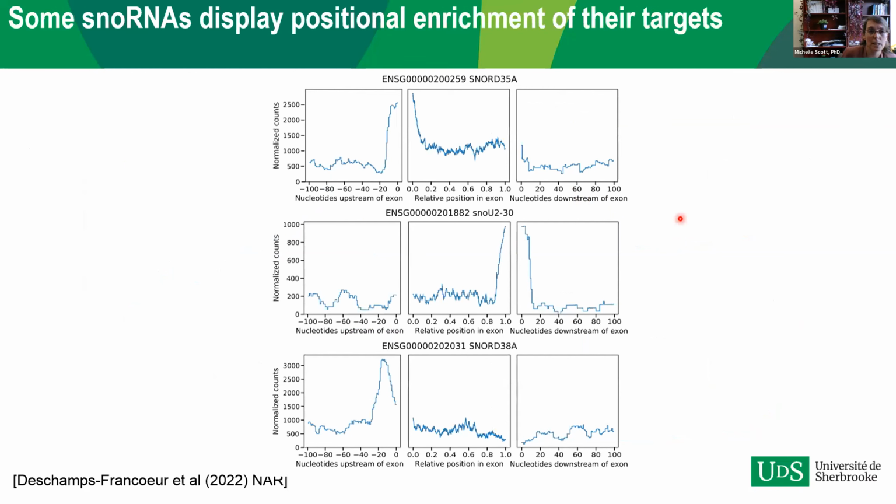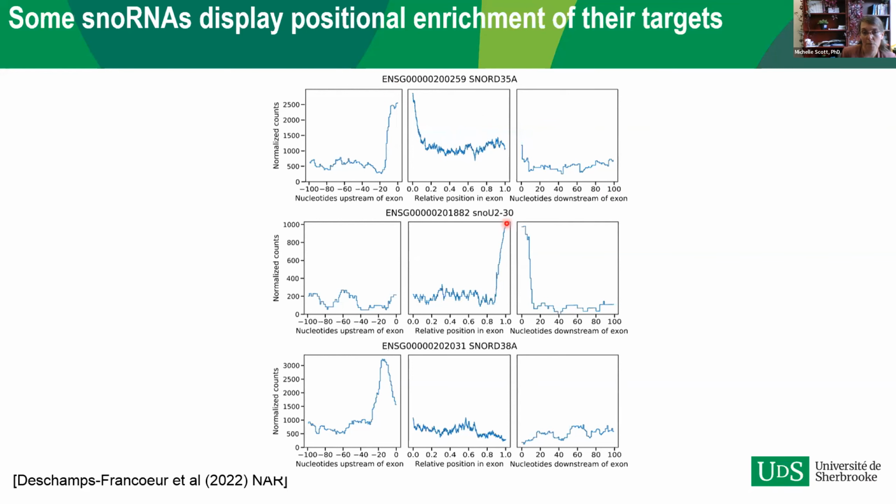So we investigated more specifically some snoRNAs that have specific or interesting positional enrichment for their targets. So here we're looking at a collapsing of all exonic sequences, as well as 100 nucleotides upstream and 100 nucleotides downstream of all human exons. So this snoRNA, for example, has a preference for exonic sequences, but much more so for what would be 3' splice sites.